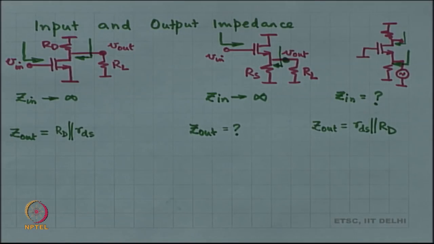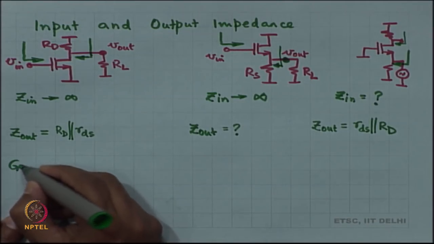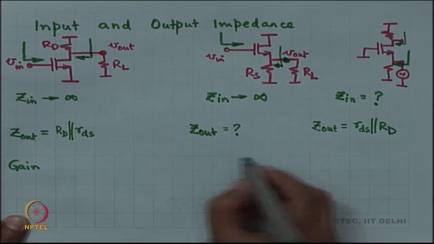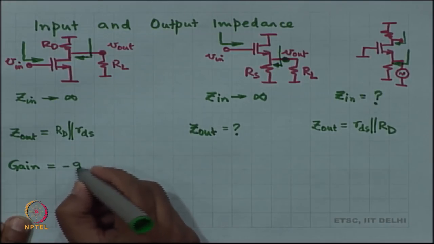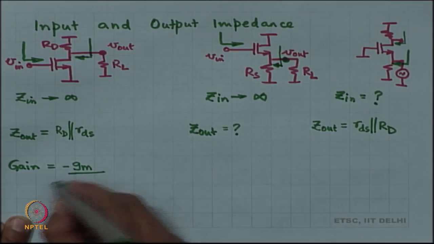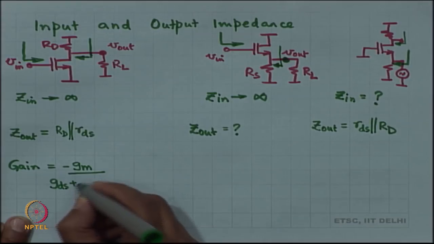All right. So, why are these input and output impedances important? Because these will give us an understanding of the power gain of the circuit. So, the input impedance, the output impedance, and the voltage gain, we have already worked out the voltage gain. Right, the voltage gain over here was how much? Minus G M by G D S plus G D plus G L.